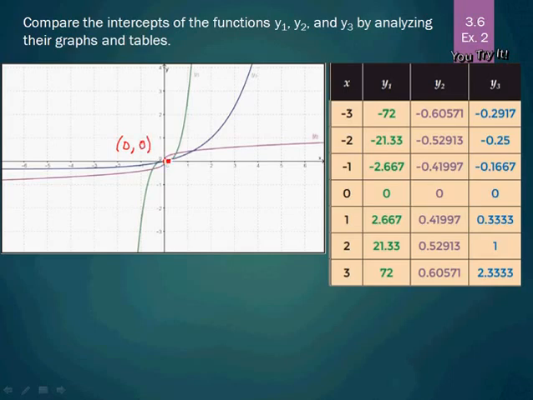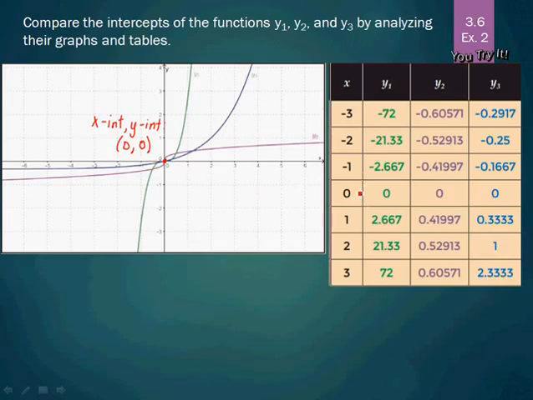And so then when we're looking for the y-intercept, notice that none of the lines cross except for at 0. And so for the x-intercept and the y-intercept, we have the same value for all of them, which is (0, 0). And so let's look and see if the table matches that.